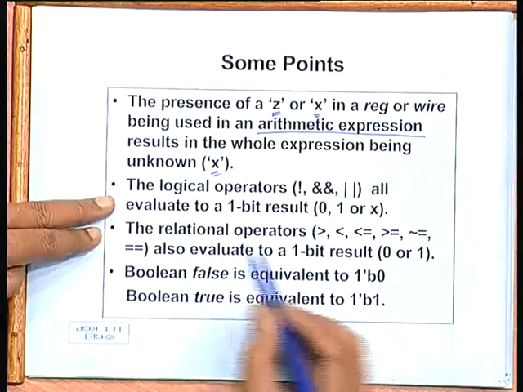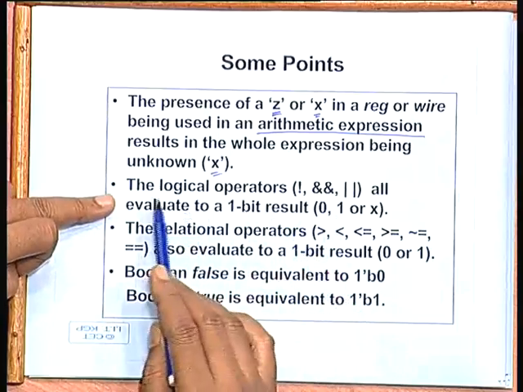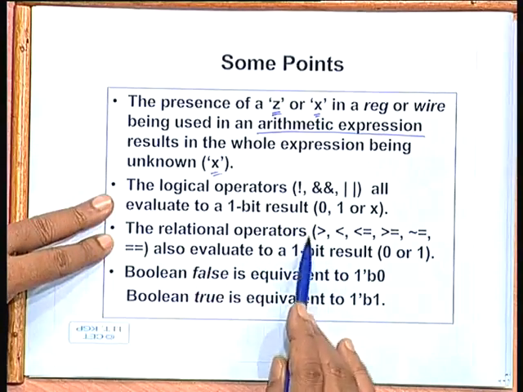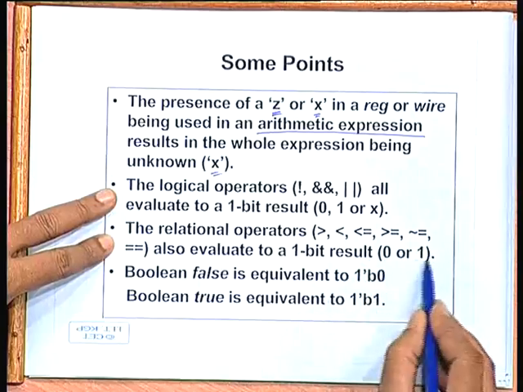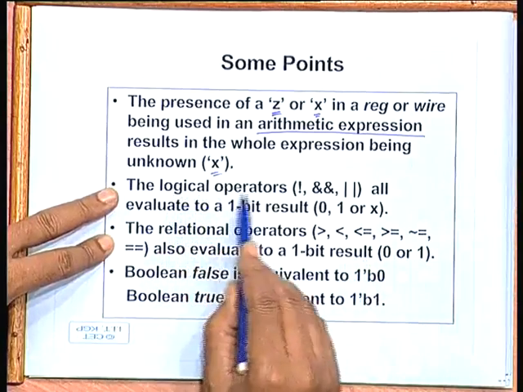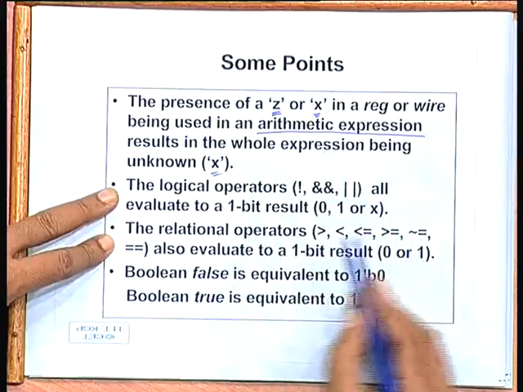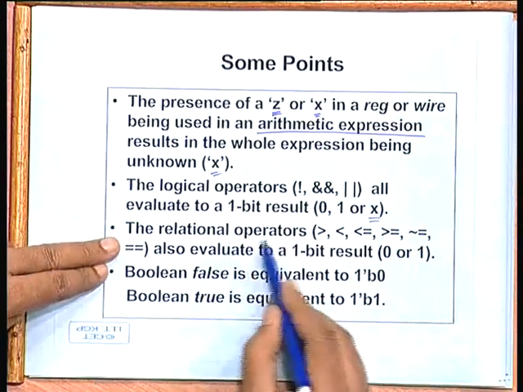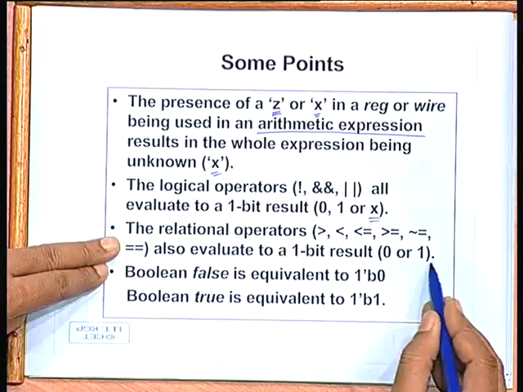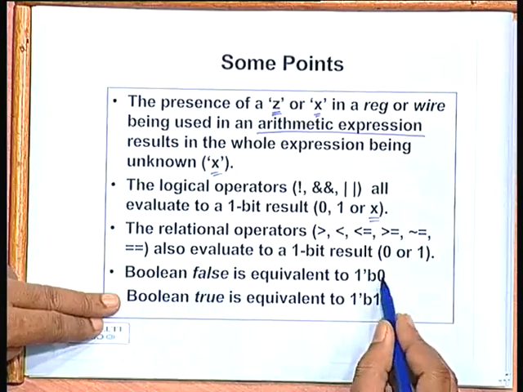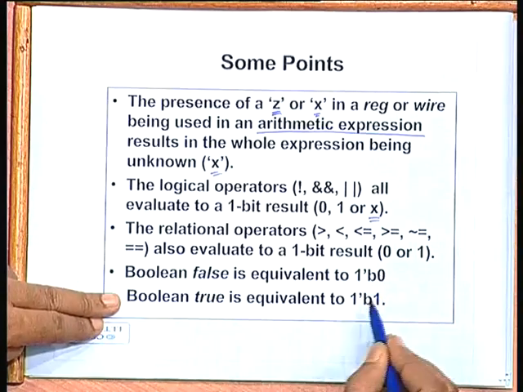In the case of logical expressions, you have seen that we can use some logic to generate the output values, but for arithmetic expressions we cannot say anything, we will straight away say it is x, not known. And another thing is that the logical and relational operators all evaluate to binary values 0 and 1. Of course, sometimes logical operators, if the operands are x or z, can evaluate to undefined, but relational operators like less than and greater than evaluate to yes or no. Boolean false is represented as 0, Boolean true is represented as 1.